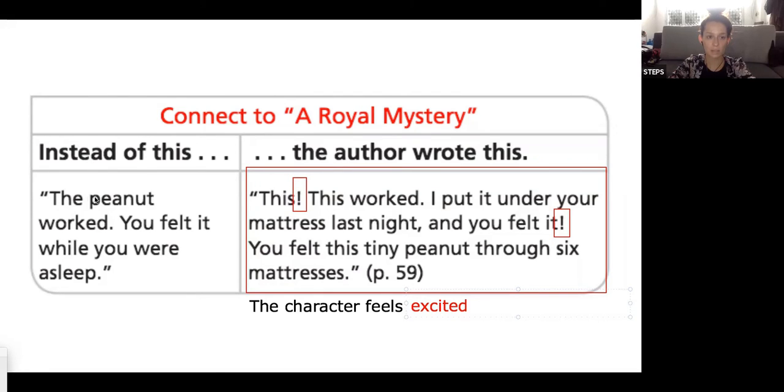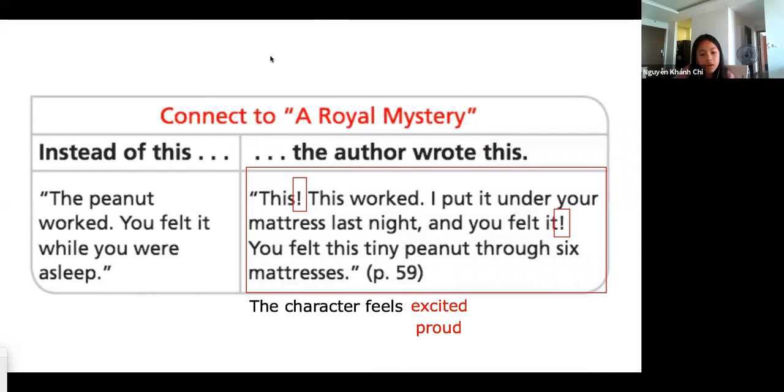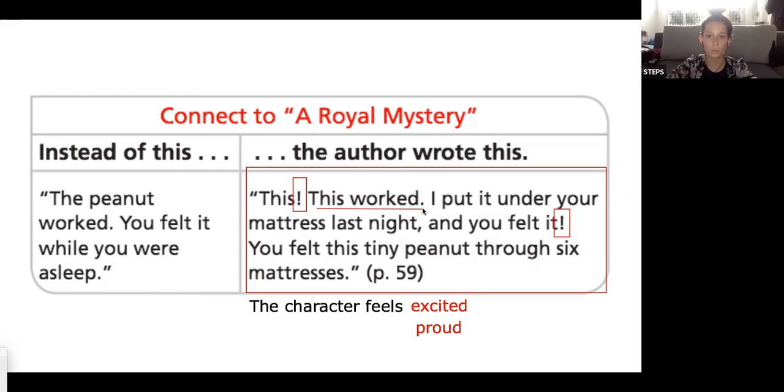So how else is this character feeling? Mid-C, how else might this character be feeling? Proud. Why do you think this character feels proud? What in these sentences tells you that? This worked. Yep, this worked. So now we know our character has done something or tried something out, done an experiment, and it worked.